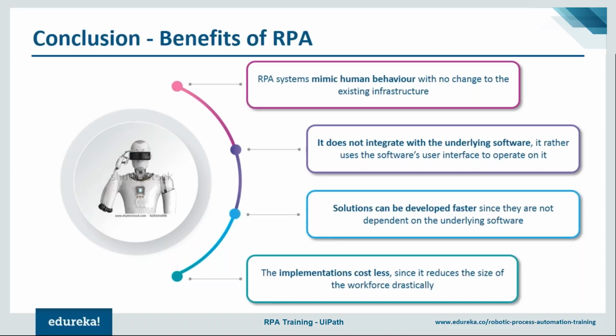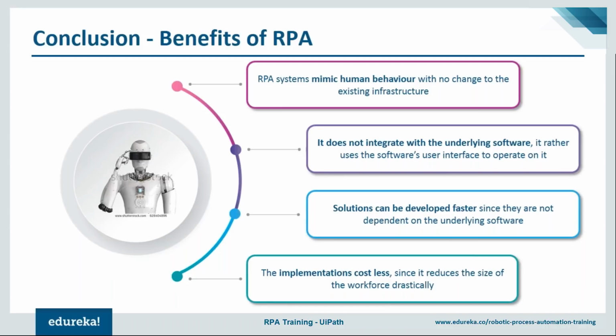Since you are not involved in any of the complexities of the underlying software, you're not involved with coding, so these solutions can be developed very fast because there is no time that you have to waste in thinking how you will do it. If you want to click somewhere, just tell RPA to click there. It is that simple. And hence, developing these solutions became very fast.